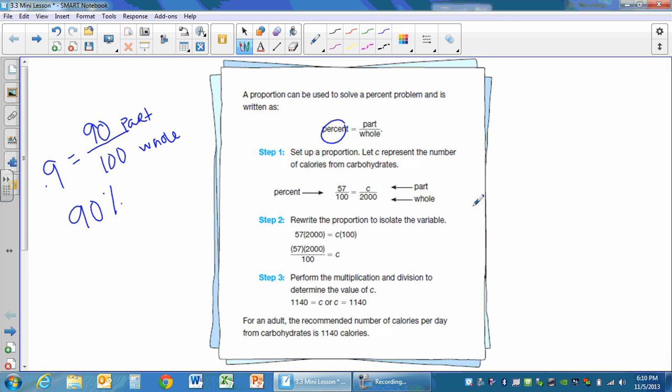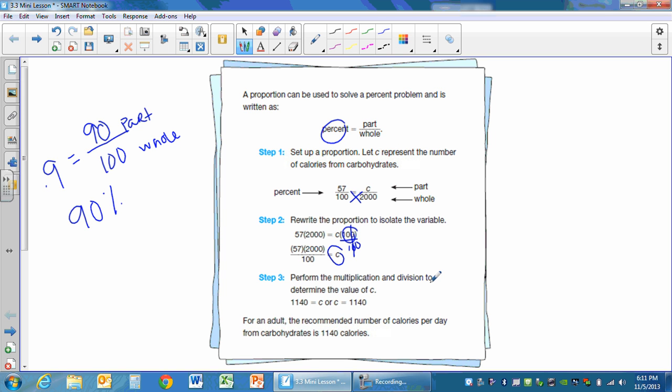Step 2 wants you to write the proportion to isolate the variable. Isolate the variable just means to get it all by itself on the side. In order to do that, all they did was cross-multiply and divide. So they took 57 times 2,000 on this side, and then on the right they took C times 100. To get C by itself, it's just a one-step equation. You need to move this 100 over. In order to do that, you just have to divide, or get rid of it, cancel it out. 100 divided by 100 is going to cancel out. You'll get 1C, and then you also have to divide by 100 on the left.